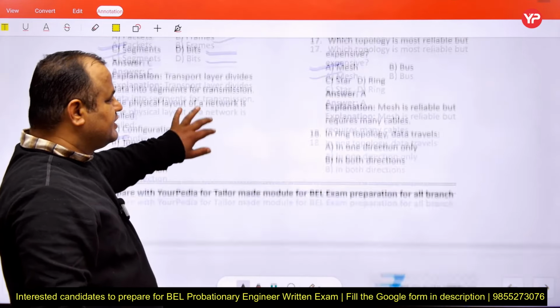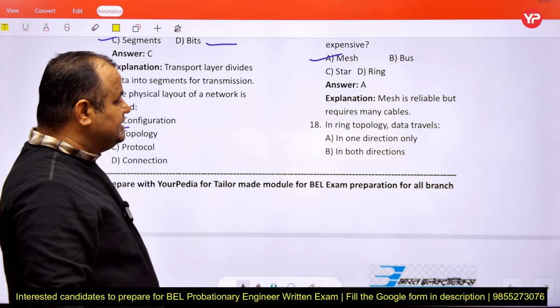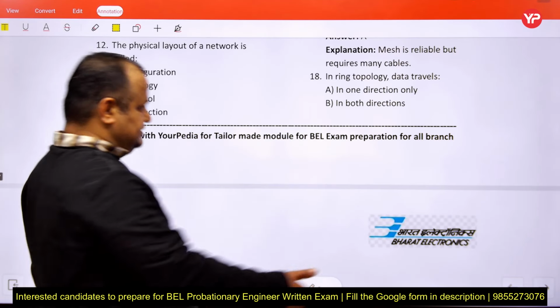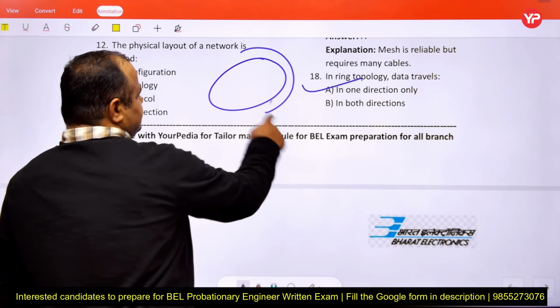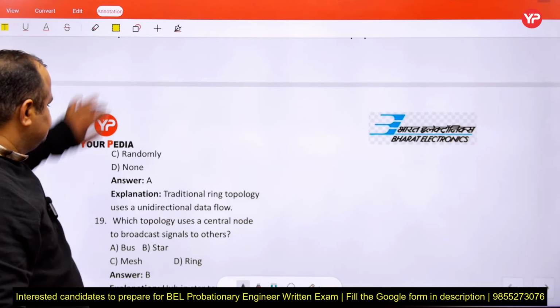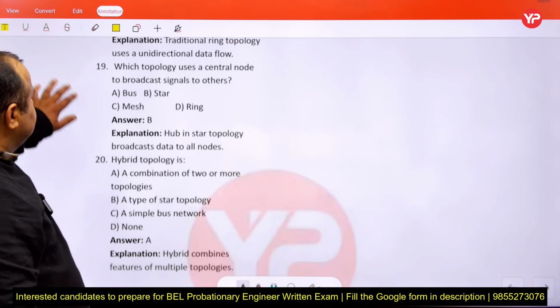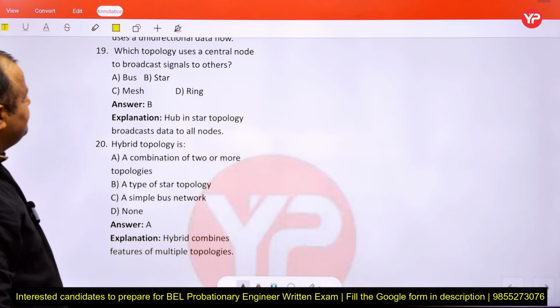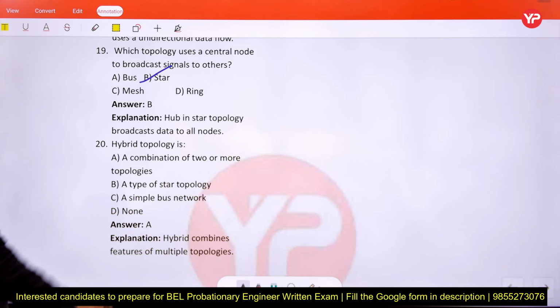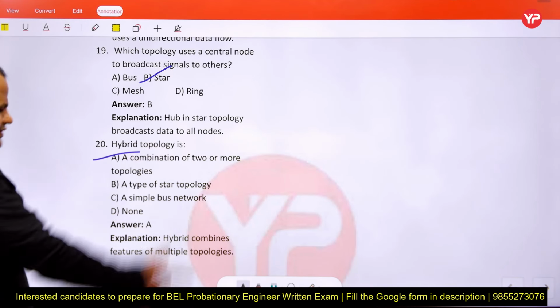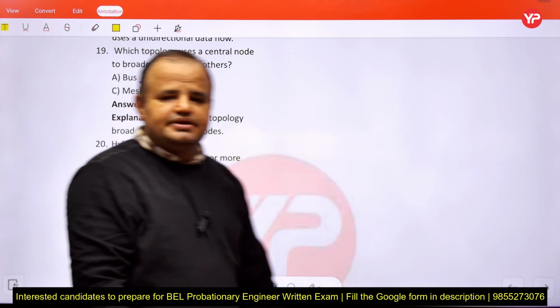That's why. In ring topology, data travels in one direction. Yes, because this is the ring and data transfers in, suppose, this direction. Which topology uses a central node? Star. Hybrid is a combination of two or more topologies. Yes, that's why its name is hybrid.